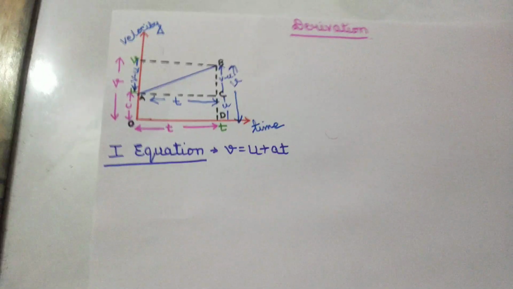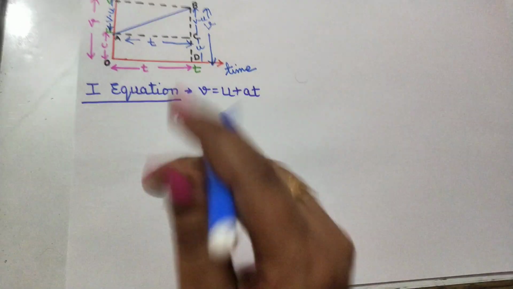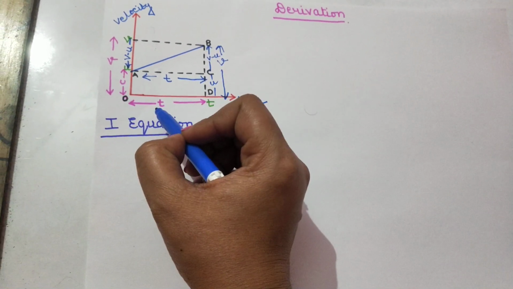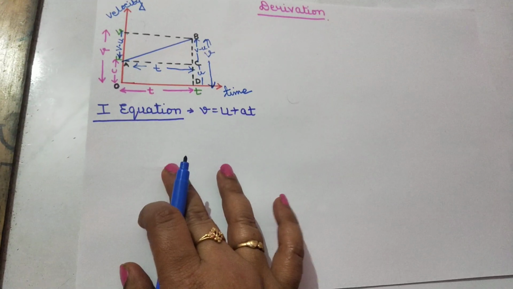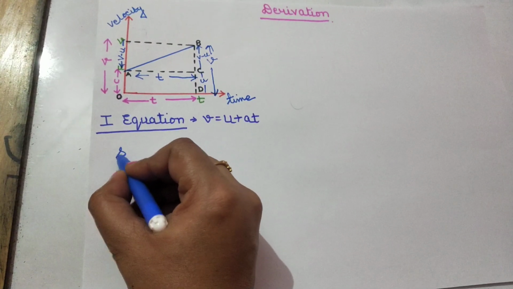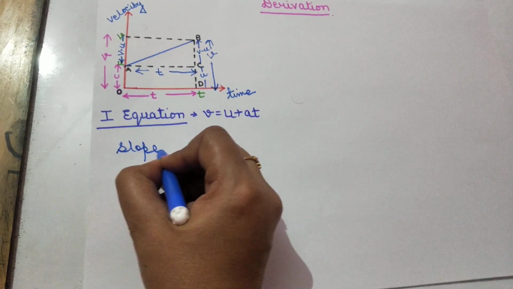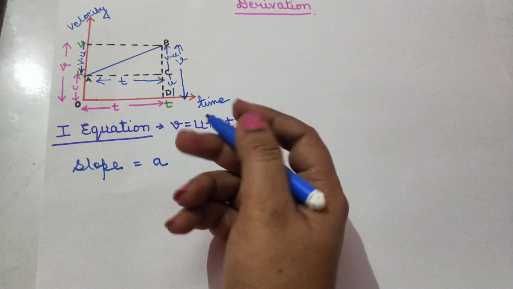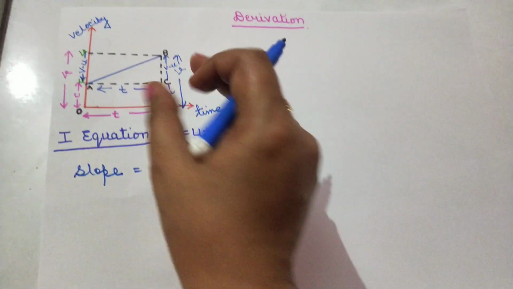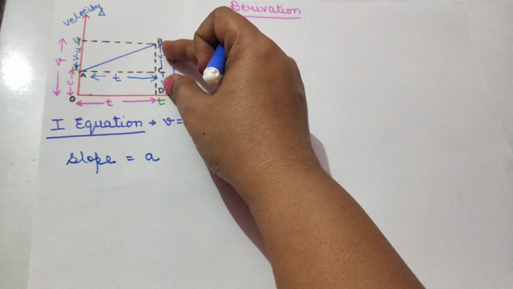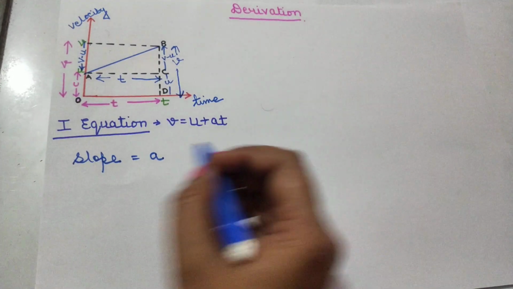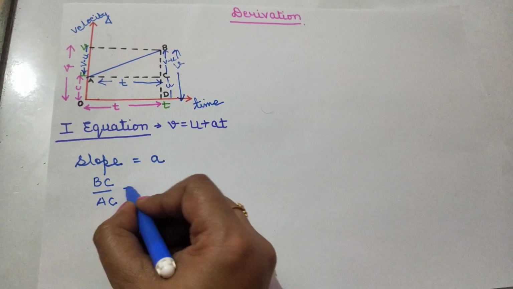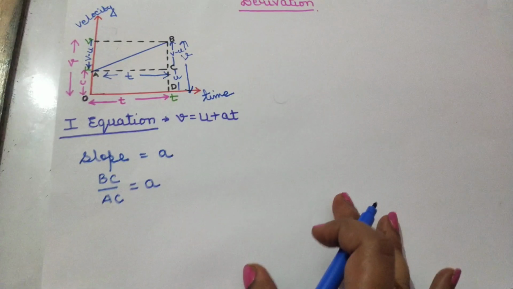Now moving on to the first equation of motion. See, I have told you that the slope of a velocity time graph gives you acceleration. So the slope of this graph will give you acceleration a. And what is the slope? Change in y axis upon change in x axis. So this is the graph. Change in y axis is BC and change in x axis is AC. So it will be BC upon AC equal to a. Okay. Now put the values.